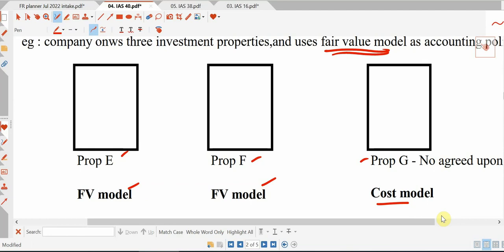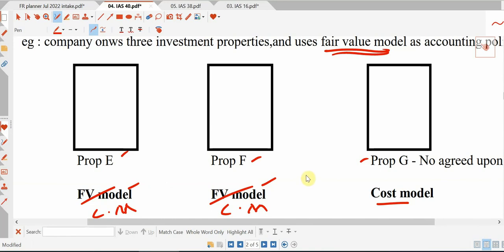I've got something to tell you before I move on, class. Now, let's say I am an accountant. I cannot accept this kind of mixed model. I want everything to be the same. So I want to get your opinion. Can I move this back to cost model and move this back to cost model? What do you think? Because one property cannot get fair value, I decided to reverse property F, property E, from fair value model back to cost model so that I get the same model. Should I do that?